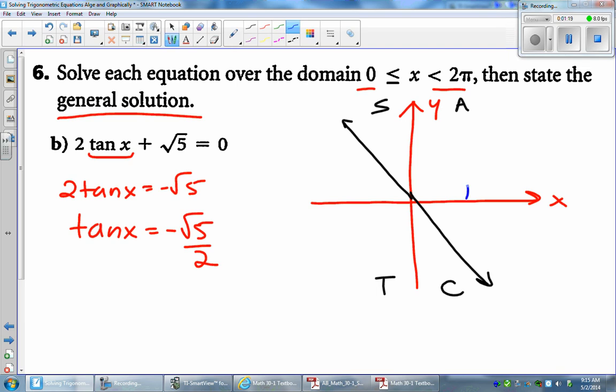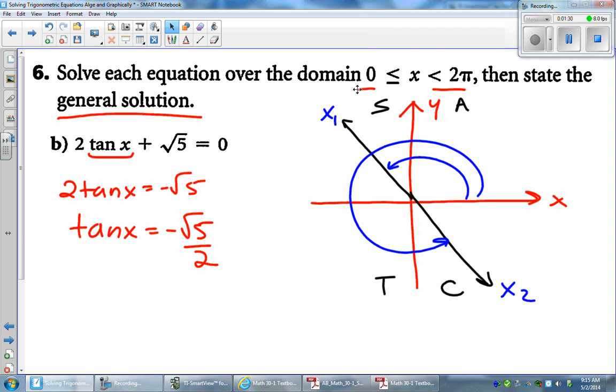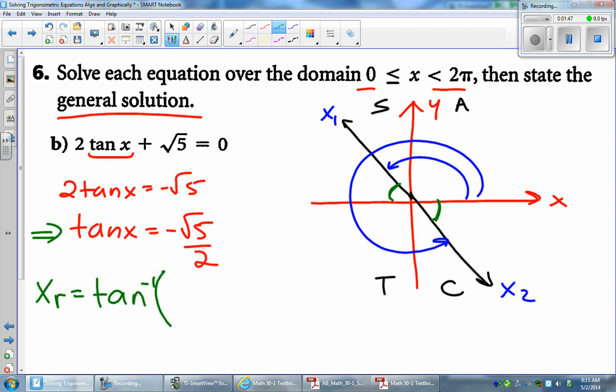So our first solution is this angle in radians, which I'll call x1, and our second solution is our angle in the fourth quadrant, which I'll call x2. Once again, they have the same reference angle, so this angle right here is equal to this angle right here. So let's find out what that angle is. We're going to go back to the equation and find the reference angle. To find the reference angle, I'm going to take the tan inverse of positive root 5 over 2. The reason why I'm taking the tan inverse of positive root 5 over 2, not negative, is because reference angles are always positive. So we want to take that positive case.